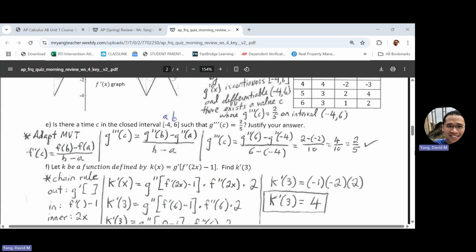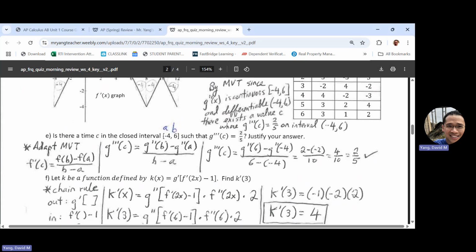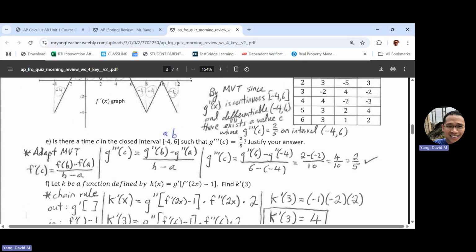So I get 2 minus -2 over 6 minus -4. I get 4/10, which is 2/5. So we do get that confirmation. But because it's mean value theorem, we also want to make sure that we state our conditions. So by mean value theorem, since g double prime is continuous with brackets and differentiable with parentheses, there exists a value c where g triple prime is equal to 2/5 on the interval from -4 to 6.